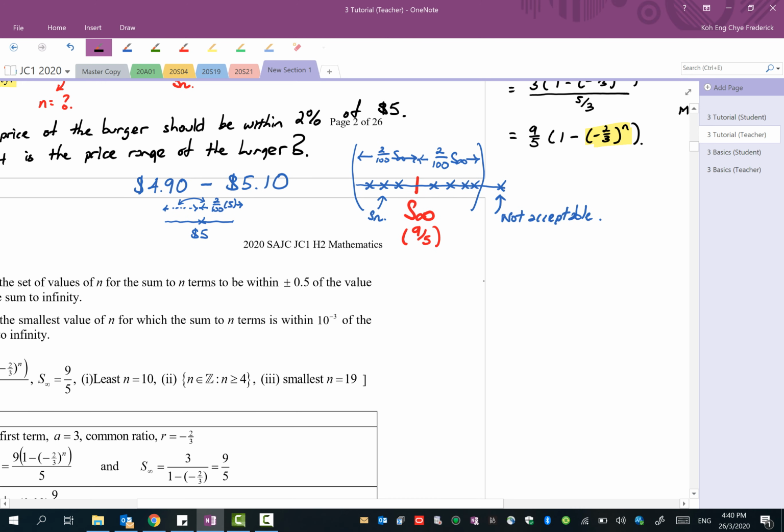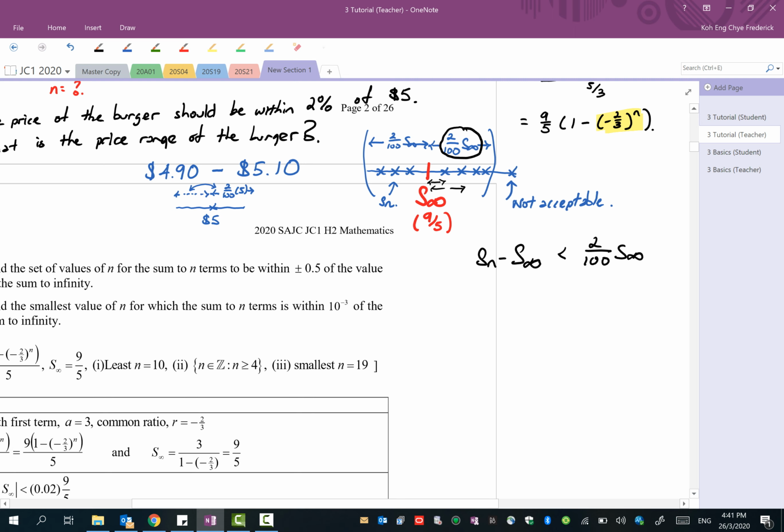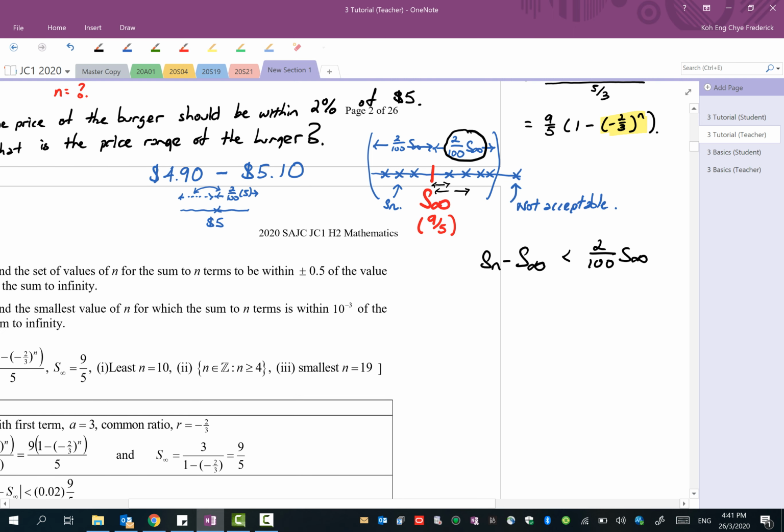You realize that I can look at the difference between Sn and S infinity. The magnitude of the difference, the largest the difference can be, would be 2 over 100 of S infinity. This value here cannot be larger than that. However, there's a possibility that this will be a negative number, but my focus is I just want the magnitude of the difference between Sn and S infinity. And because of that, I throw in the modulus sign.